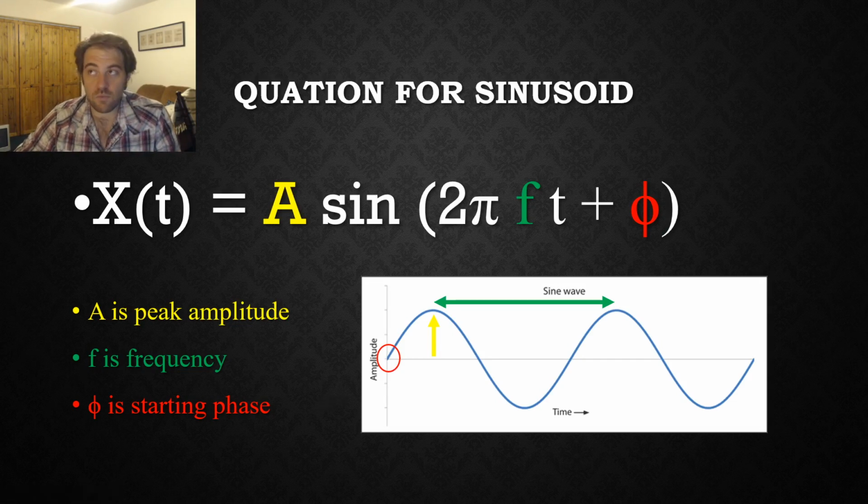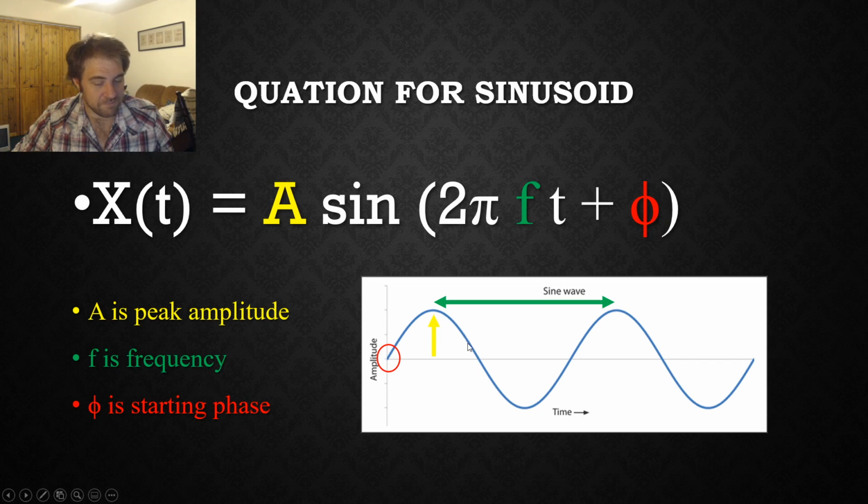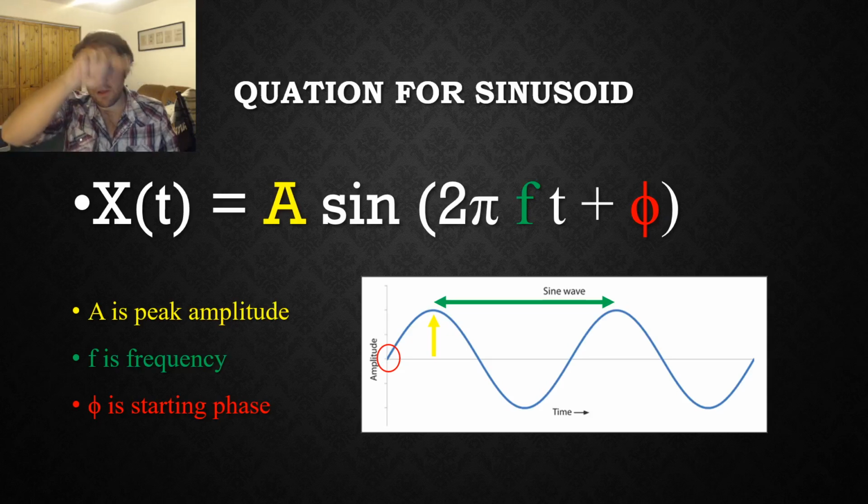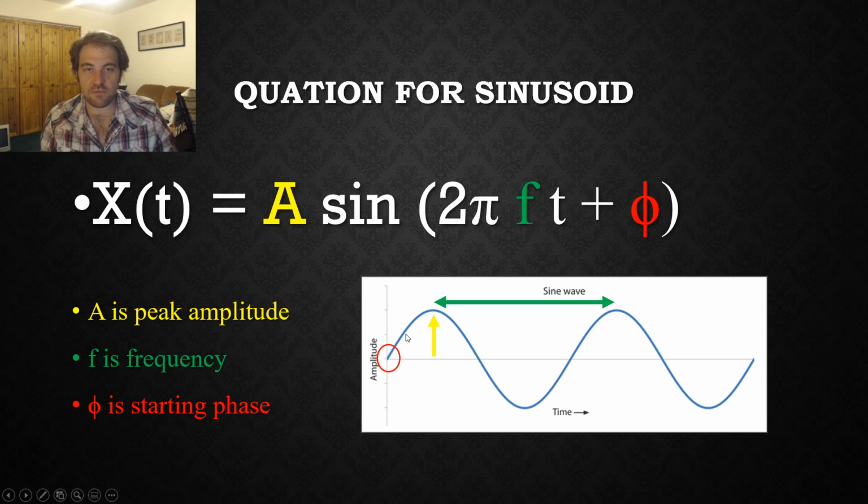Phase just means where it starts. Does it start at 0? Does it start not at 0? So we might say that this is 180, this would be 90. Does it start at 90, which is the top of the wave? Does it start at 270, which is the bottom of the wave? Does it start at 45, which is halfway between the 0 point and the top of the wave? It's in degrees because we're talking about a circle, so we've got 360 degrees. So what is the starting phase?